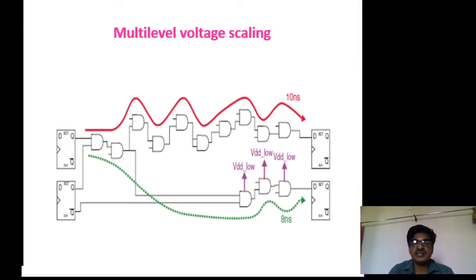In general, in a system, from the input to output, the paths are divided into two categories, critical and non-critical, based on the delay. In general, in the critical path, you can expect less delay, whereas in non-critical paths, high delay we can expect. So, in case of critical paths, high VDD gates are used, whereas in the non-critical paths, low VDD gates are used.